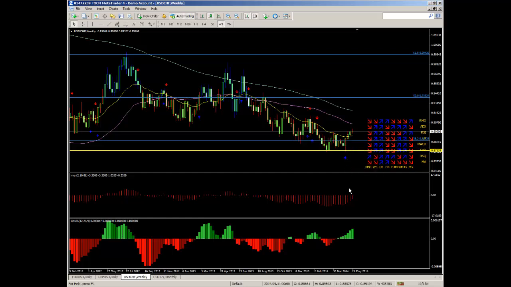However, we do have a blue arrow, but the RMO is still very much below. So we have a blue arrow, which is a positive signal. RMO is below, which is a negative. OSMO is above, which is a positive. But the candlesticks are still negative. So we have 2 against 2, which doesn't really do well.